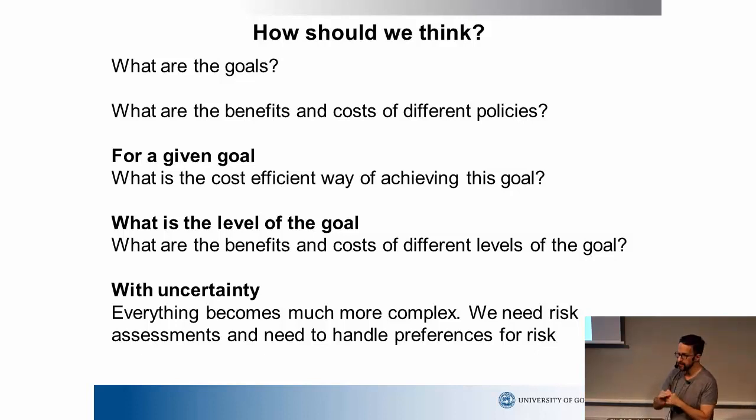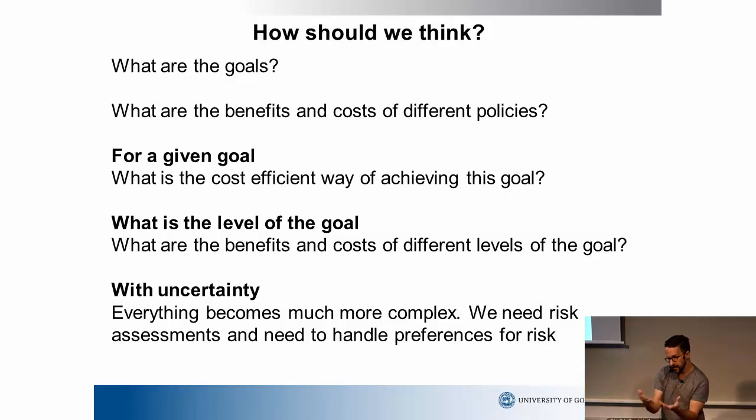Then as an economist, I would say, well, if you have a given goal, you should start thinking, what would be the most efficient way to achieve this goal? What are the least cost solutions that you could do in order to reduce antibiotic use? Is it a user fee? Is it changing the decision environment, etc.? So for a given goal, think what is the most cost-efficient way to achieve this goal.